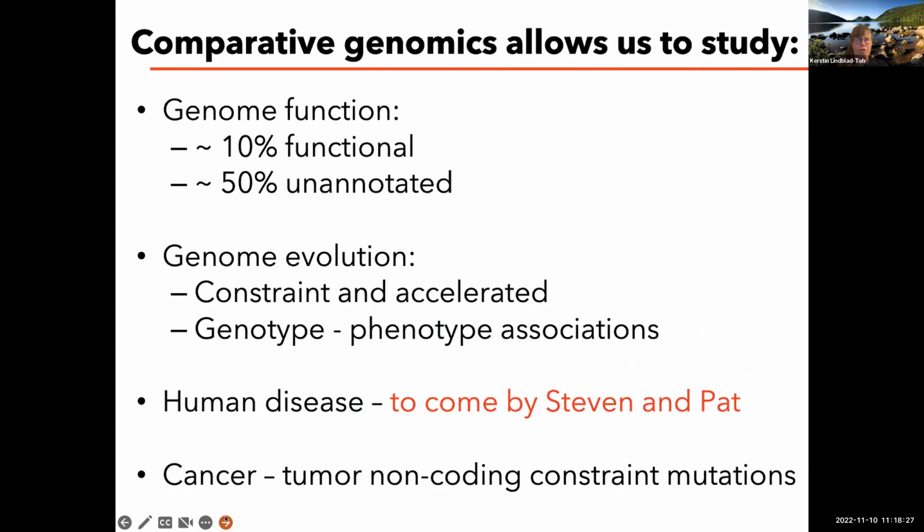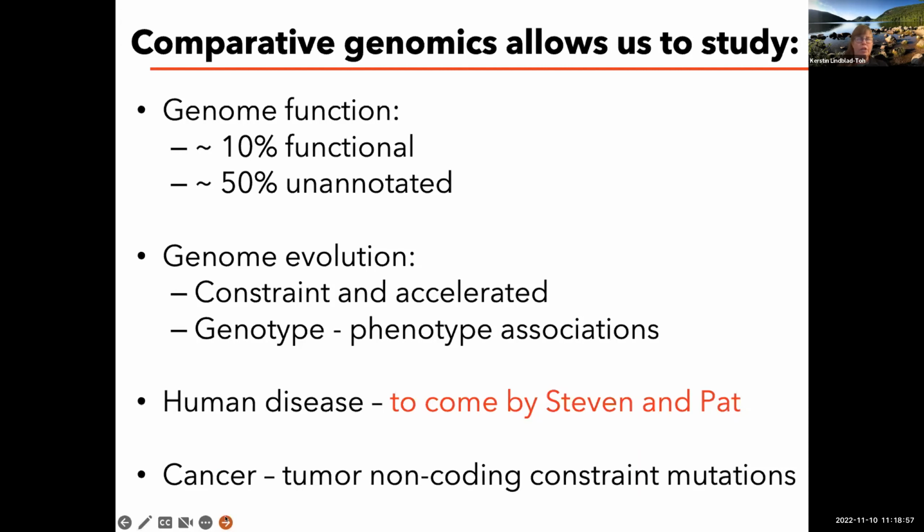So I just want to summarize by saying that genome function can be studied very in-depth by comparative genomics, and that we see that roughly 10% of the genome is functional, and that roughly 50% is currently unannotated by efforts such as ENCODE or GTEx. In terms of genome evolution, we can identify highly constrained regions, but we can also identify accelerated regions.